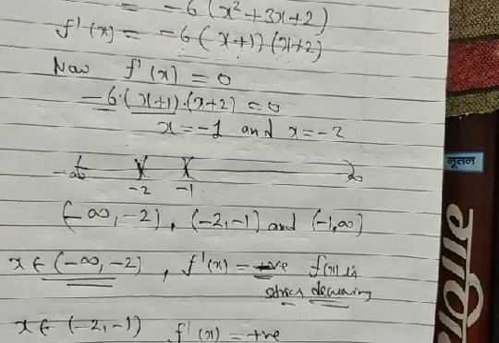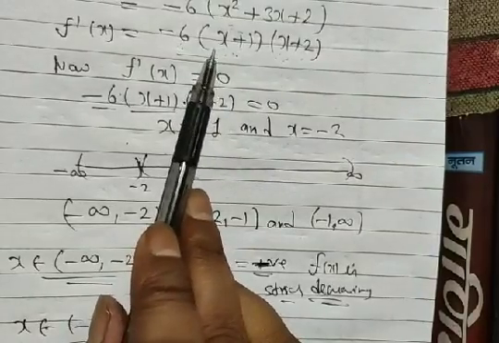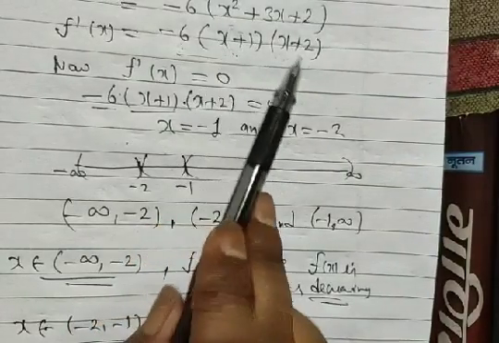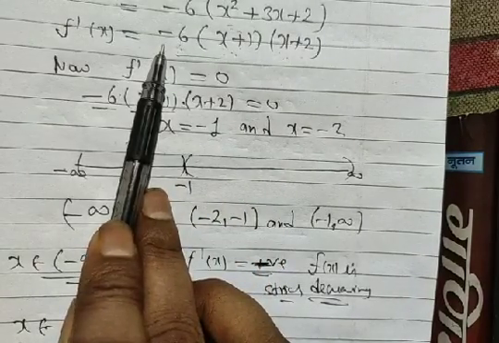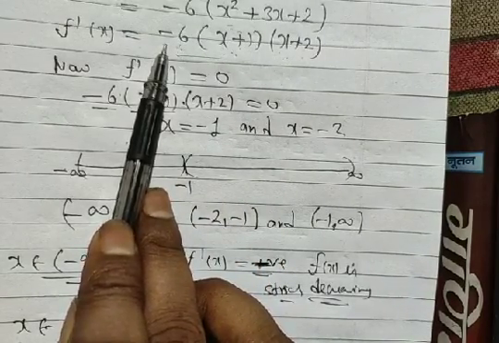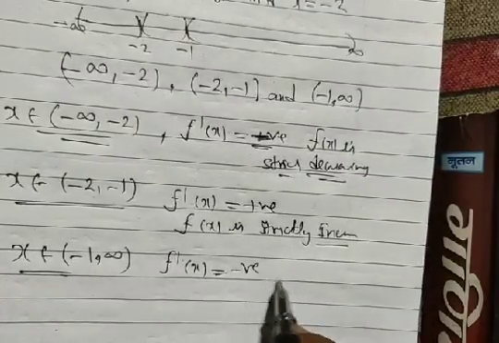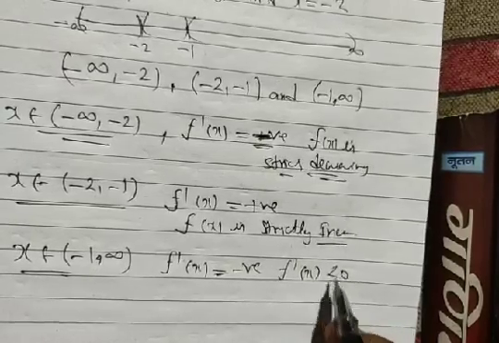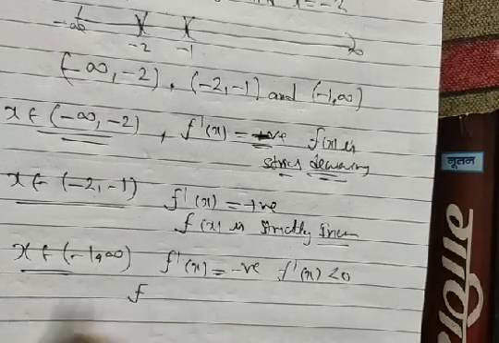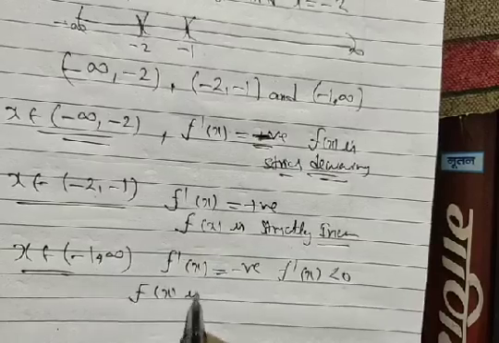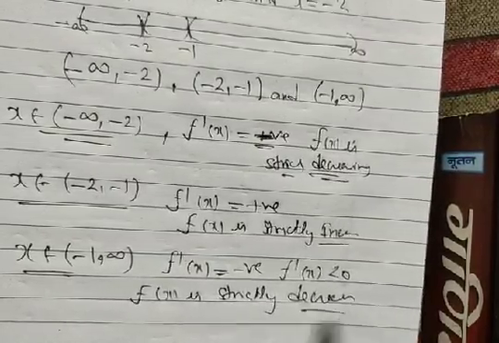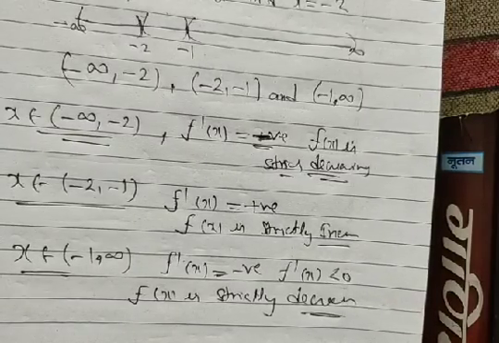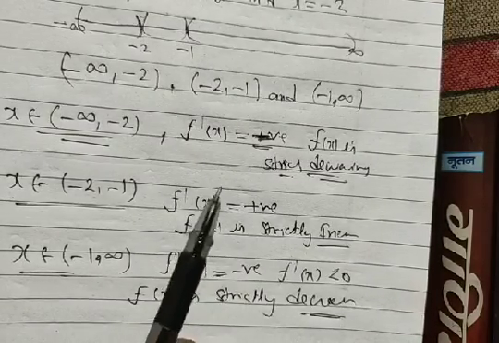When our x lies between -1 to infinity, then we cannot take -1, so the sign is positive there. This is also positive, but this is our -6 there. Then the sign of f dash is negative, so f dash x is less than 0 here. Then in this interval we again have a negative sign, that means the derivative is less than 0. So in this interval our function is strictly decreasing. Then we get the intervals in which our function is increasing and decreasing.